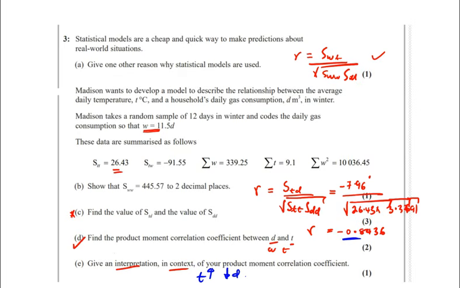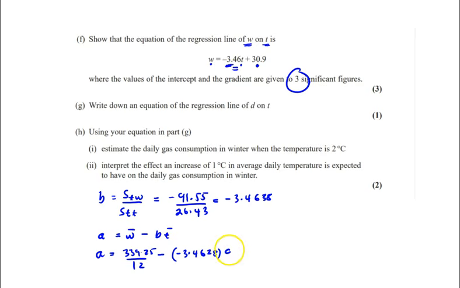You can check the total for T. The sum of T was 9.1, so the average is going to be 9.1 divided by 12. When you press your calculator, you're going to end up with 30.897, which rounds to 30.9. That's the first part of it.